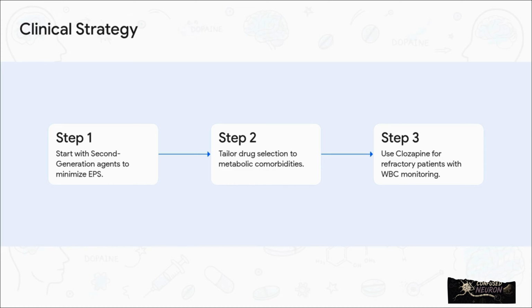Step 2, tailor the exact drug to the patient. If they already have diabetes, you'll definitely want to avoid atypicals known for massive weight gain, like olanzapine. Step 3, hold your heavy hitter clozapine in reserve. You only use it for refractory, treatment-resistant patients, and you have to strictly monitor their white blood cell counts.